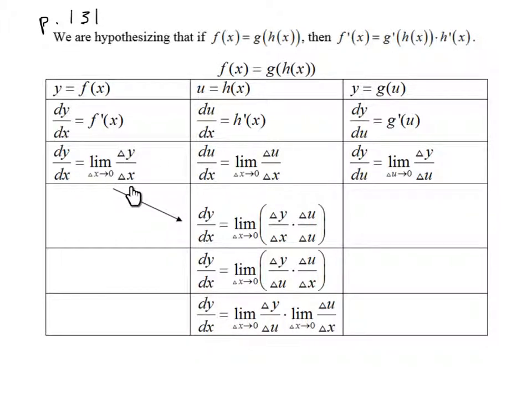That's just a difference quotient as the denominator goes to 0, right? That's our definition of derivative. And we do the same thing for the other two functions with their appropriate dependent and independent variables, okay?